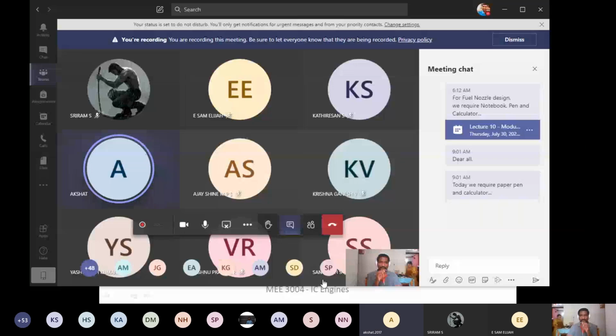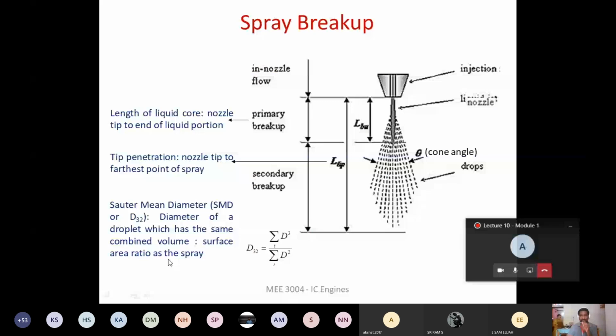Okay, so to determine the Sauter mean diameter, we have to consider the total volume of the fuel spray divided by the surface area of the fuel spray. That will give you an average diameter, the average diameter of the fuel droplet.